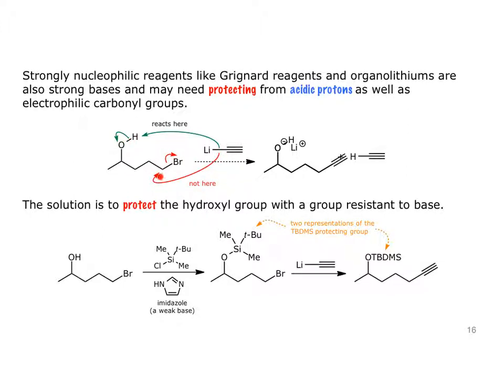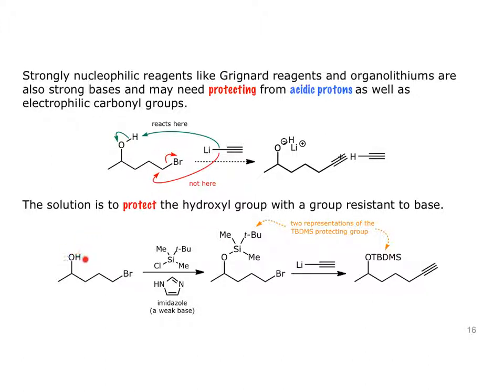So if I wanted to do this substitution reaction where I want this organolithium to displace this bromine by an SN2 and form this alkyne, then I can't do it if there's an alcohol in the molecule, because I'm going to get the acid-base reaction first. So how do we get around the problem? And the answer is we need to protect.